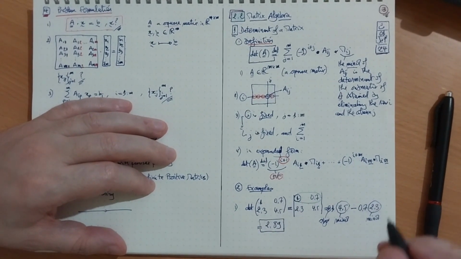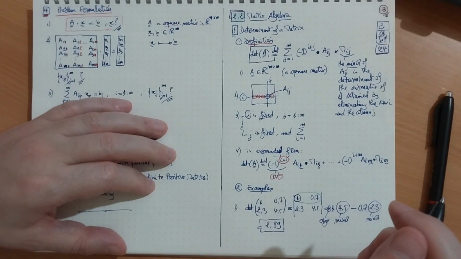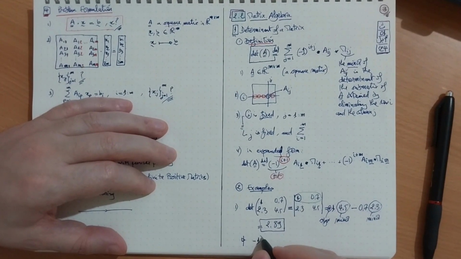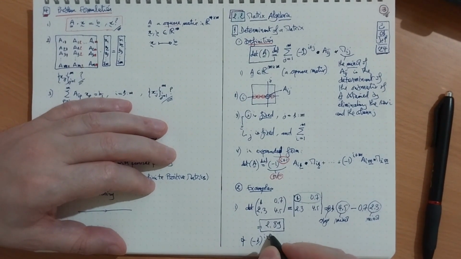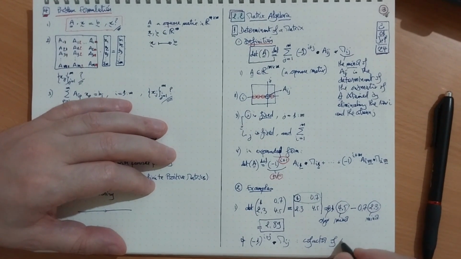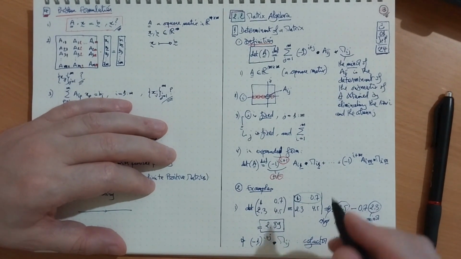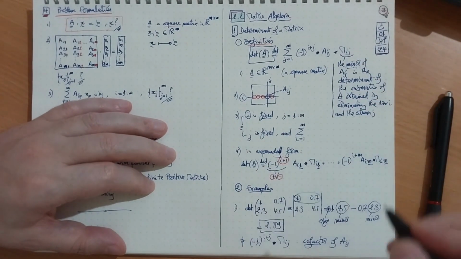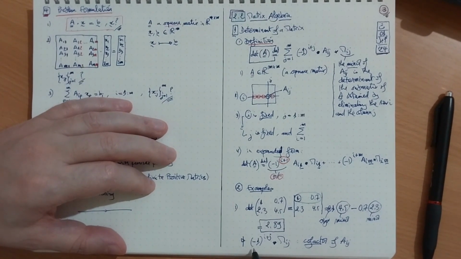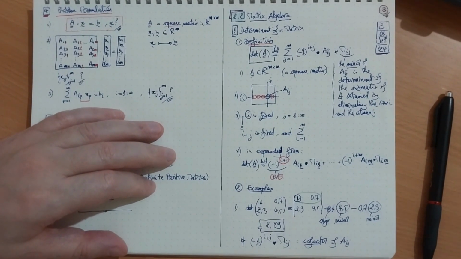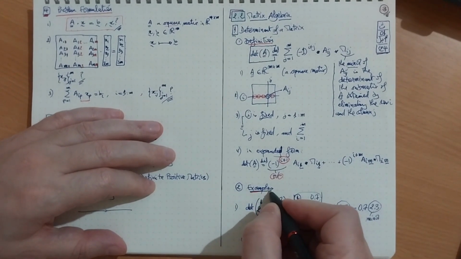Here I have just to add a note. The term (-1)^(i+j) times the minor is called the cofactor of a_ij. So the cofactor is simply the minor with the sign, plus or minus. I have already defined what the minor is, it's a determinant. And that's it, because we will use the cofactor in the nomenclature, so you should understand what it means. So we have finished with the first example.